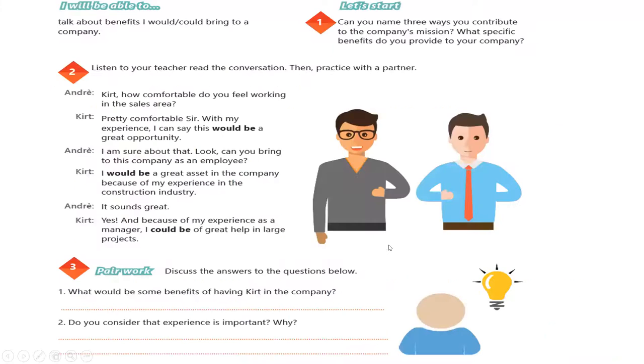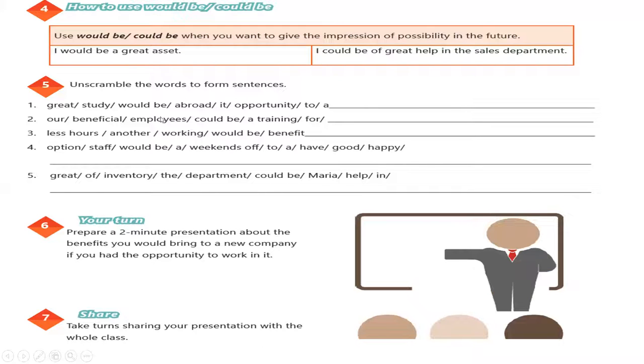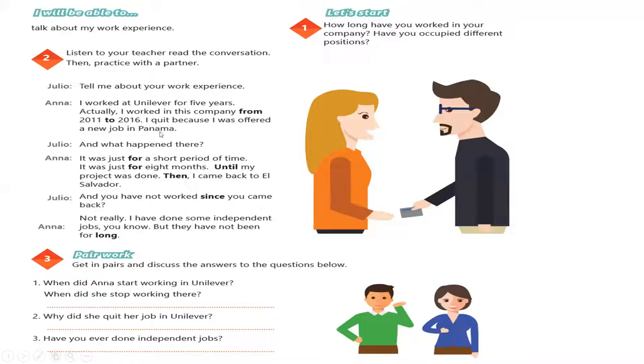And then this is part of the feedback. If you remember, class, we were working on this material about the benefits that you provide to your company. Then we were working also last week with the uses of would be and could be, and you were organizing these words in a logical and coherent way to provide the sentences in the correct word order. And then we were working over here, if you remember, okay? Have you occupied different positions at your workplace? And we practiced this conversation, you switched roles, and you answered the questions.